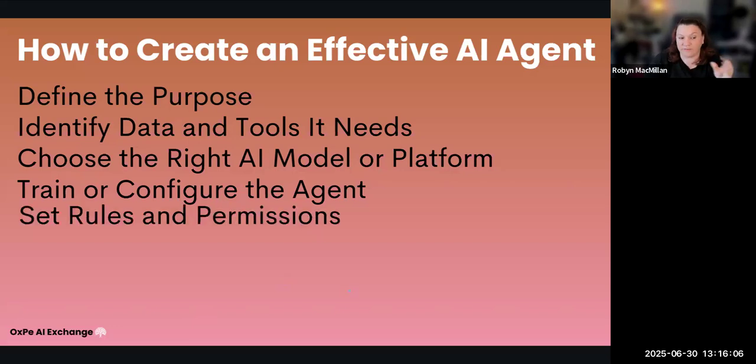We then need to follow the systems to set rules and permissions. Realistically, decide when the agent should act on its own versus asking for approval. Set clear access controls so it only sees and edits what it's allowed to. Think of it like a new team member. What permissions are you allowing them to have?